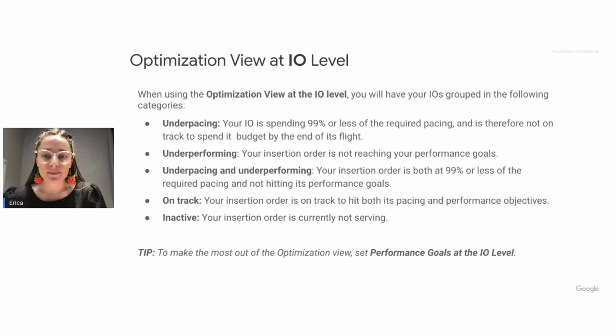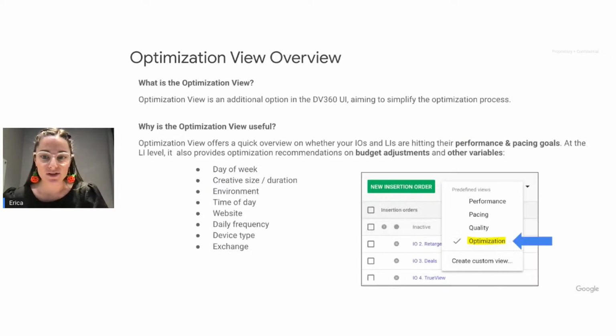What's included in the optimization view overview? The slide before this quickly goes over the types of things that you'll be able to break down. It was designed to be extremely granular. So you're able to pivot everything from days of the week that are performing well to different exchanges that you can consider optimizing towards or away from. But we really wanted this to give you an opportunity to easily identify areas to make quick tweaks to IOs and line items so that you aren't spending hours and hours doing manual reporting.